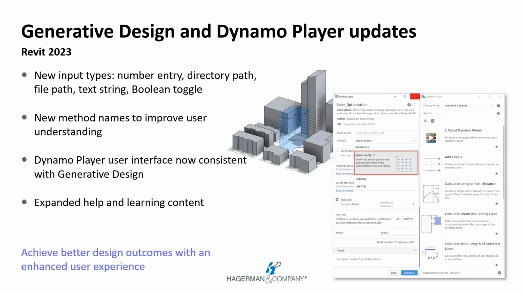With generative design, you can now enter number inputs. You can also use a slider with number entry or type the desired number in the entry box. Some changes to the file path were added, and you can use text inputs and true-false Boolean toggles. Let me look here and see if there's anything else. Yeah, let's move right along here.